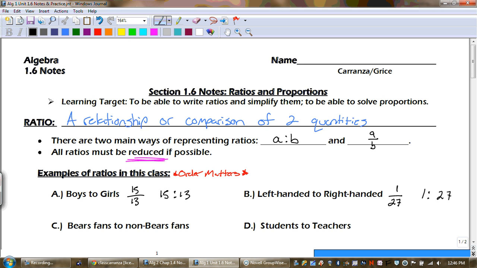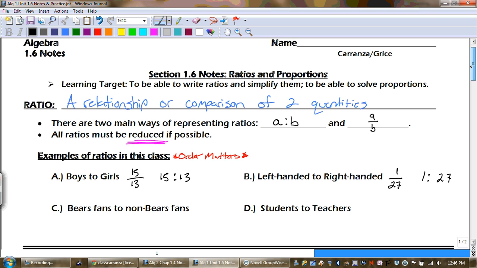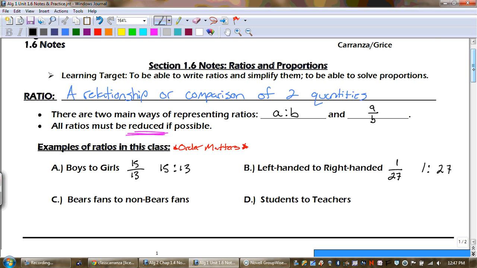Okay? Bears fans to non-Bears fans. We had 22 Bears fans and 6 people who don't know football. Because we live in Chicago, you should be a Bears fan. But when we write that as a fraction, that reduces. You can divide both of those by 2, and we would get 11 to 3.